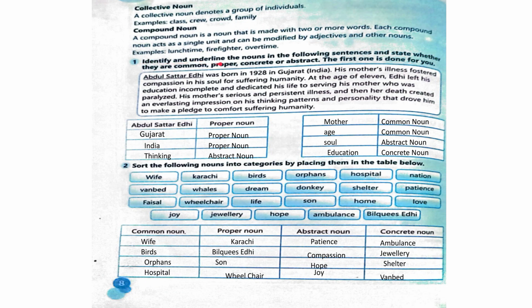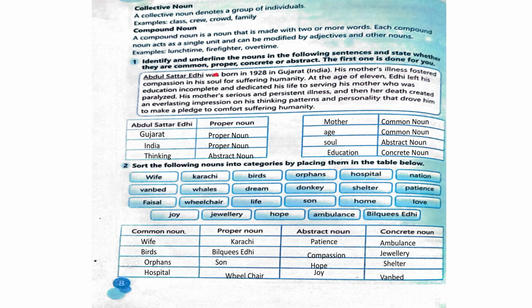Exercise 1. Identify and underline the nouns in the following sentences and state whether they are common, proper, concrete, or abstract. The first one is done for you. First, we will read this paragraph, then we will take out the proper nouns, common nouns, abstract, and concrete nouns.